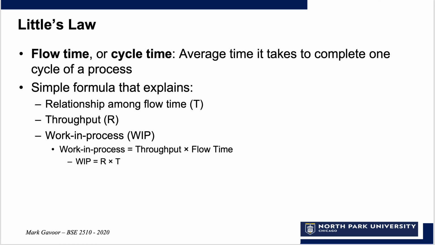Flow time or cycle time, as we said, is the average time it takes one complete cycle of a process. The simple formula explains the relationship between flow time, throughput, and work in process. So the number of people waiting in line, or items waiting in line, or items in a system, work in process, equals throughput times flow time. So we have a rate times a processing time, and that will tell you approximately how many are in the process at any given time. And this is on an average. This is taking a kind of long range view of things.